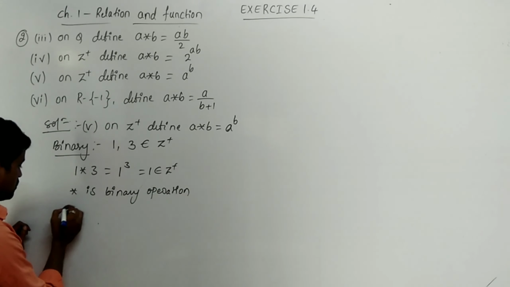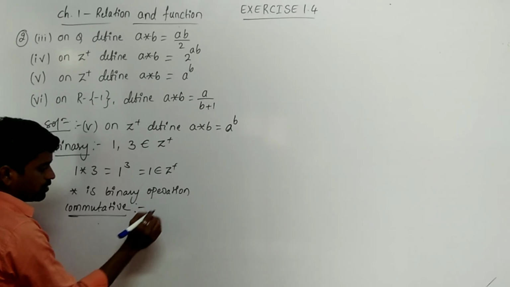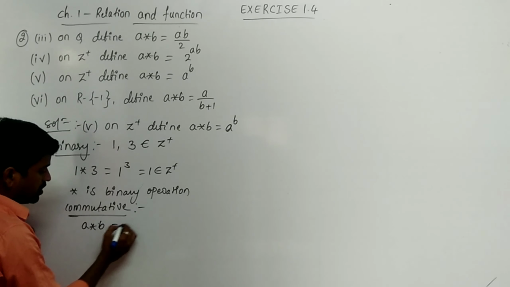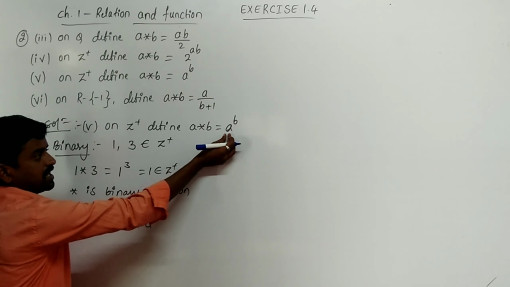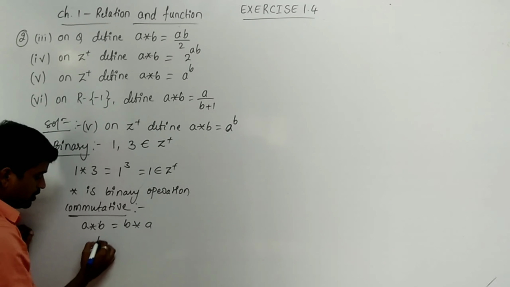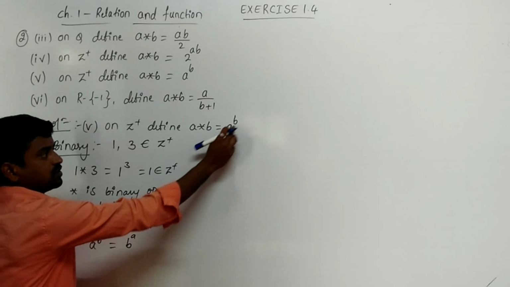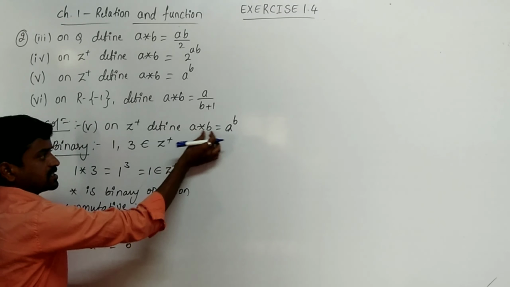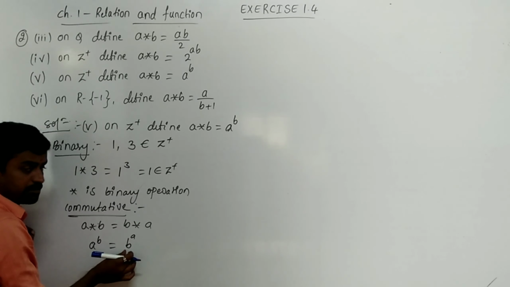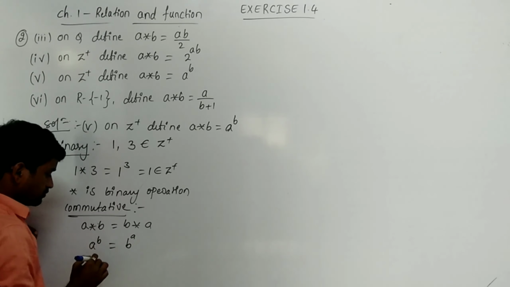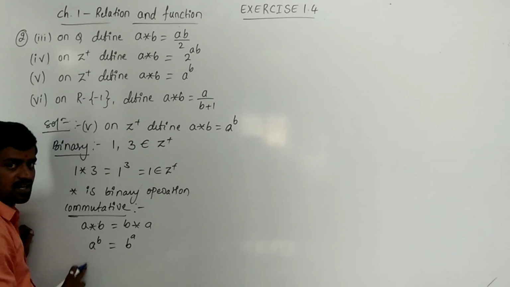Or is star commutative? Commutative means A star B equal to B star A. A star B is A to the power of B. B star A is B to the power of A. A star B is base A power B, B star A is base B power A. LHS is not equal to RHS. Therefore, the operation star is not commutative.